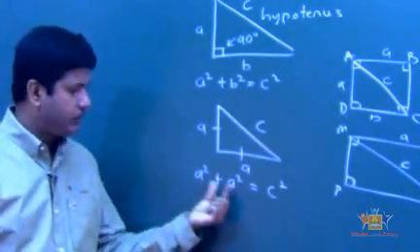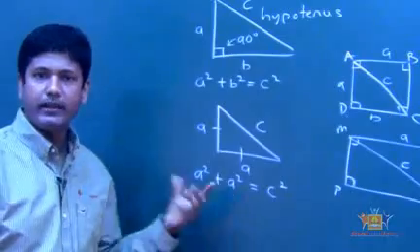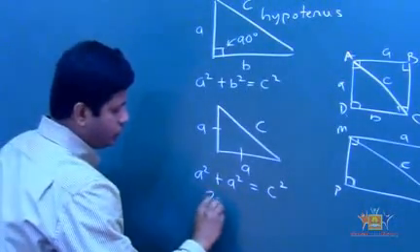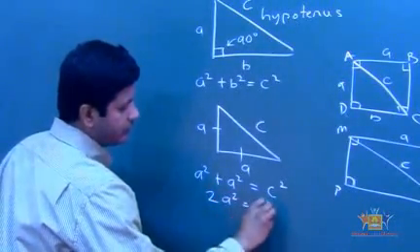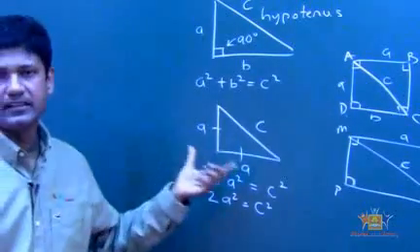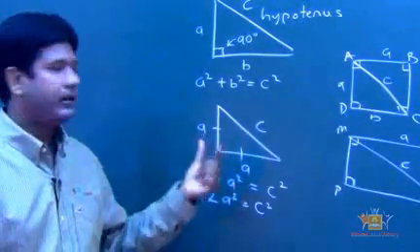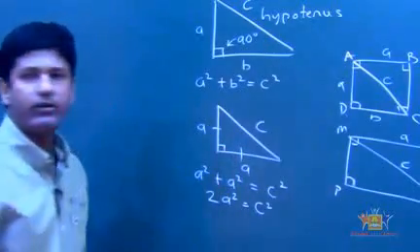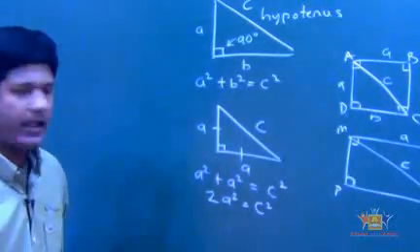They are identical terms, A squared, A squared. That means I can combine them. That means 2A squared equals C squared, if it's an isosceles right angle triangle. Isosceles right angle triangle. Very important. Mr. Mac has to put that.